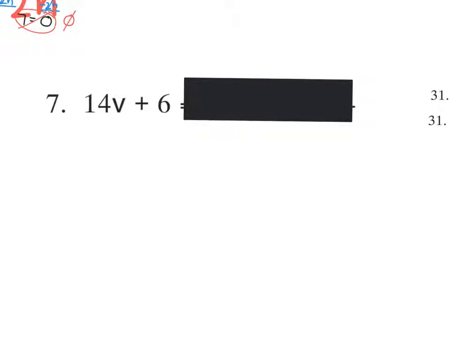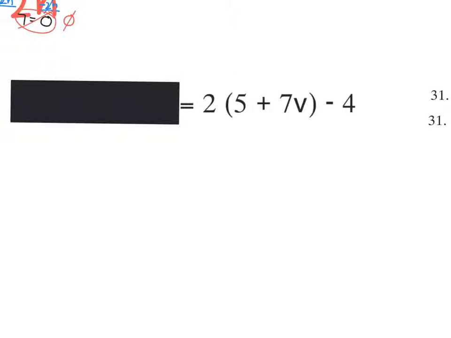So now let me just move it over and cover up that side. Let me just focus in and simplify the right side. 2 times 5 is 10. 2 times 7 is 14 with the v. And let's bring down the minus 4 that's out there at the very end. Now I have those 3 terms, 10, 14v, and minus 4.